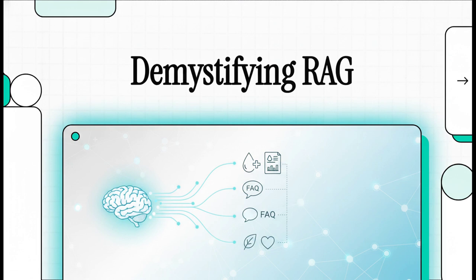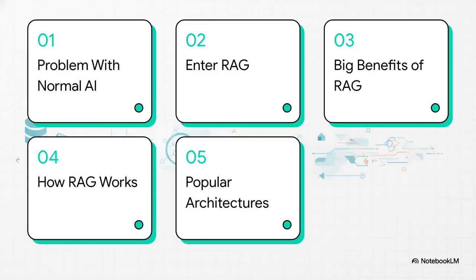I know it sounds super complicated, but as we'll see today, it's actually one of the most practical and powerful AI applications out there right now. So, here's our roadmap for today. We're going to start with the problem with a normal AI, then we'll introduce RAG, dive into its big benefits, break down exactly how it works, and finally look at some of the most popular RAG architectures used today. Let's just dive right in.